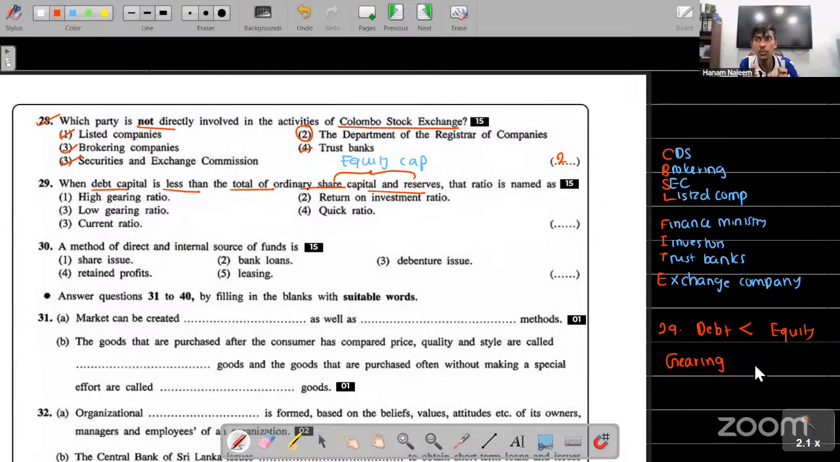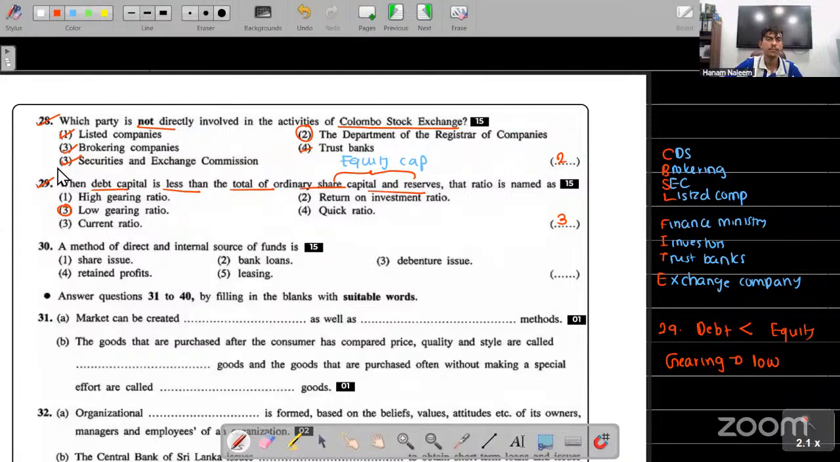So what do you say for this situation? Here the debt capital is low compared to equity. So is it high geared or low geared? Okay, for this we can say it's a low geared company, because they have only less debt capital. So the answer is number three.